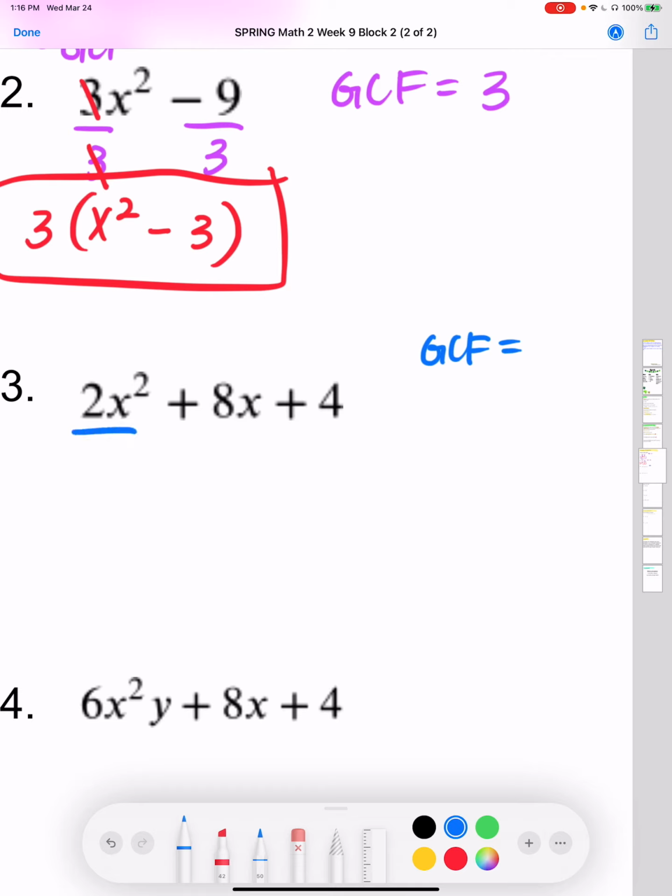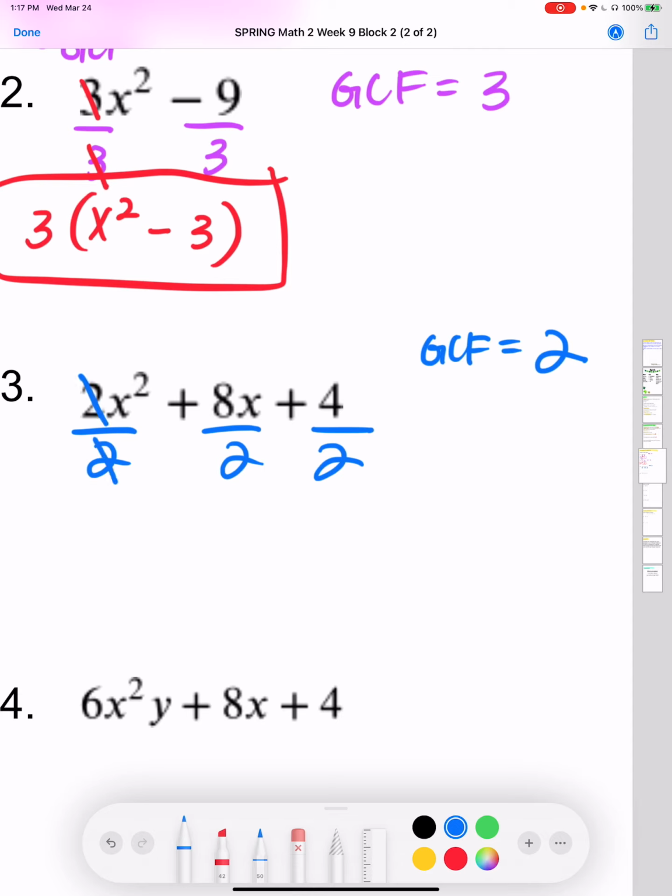This time we have 1, 2, 3 terms. So look at each term, think of what's my greatest common factor. Okay, I have 2, 8, and 4. The greatest common factor is 2. So I'm going to divide that 2 out. All right, so go ahead and divide.